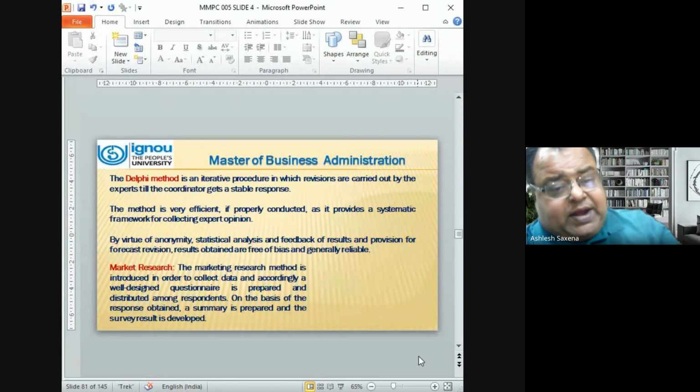Then comes market research. The market research method is introduced in order to collect data, and accordingly, a well designed questionnaire is prepared and distributed among respondents. On the basis of the responses obtained, a summary is prepared and the survey result is developed.